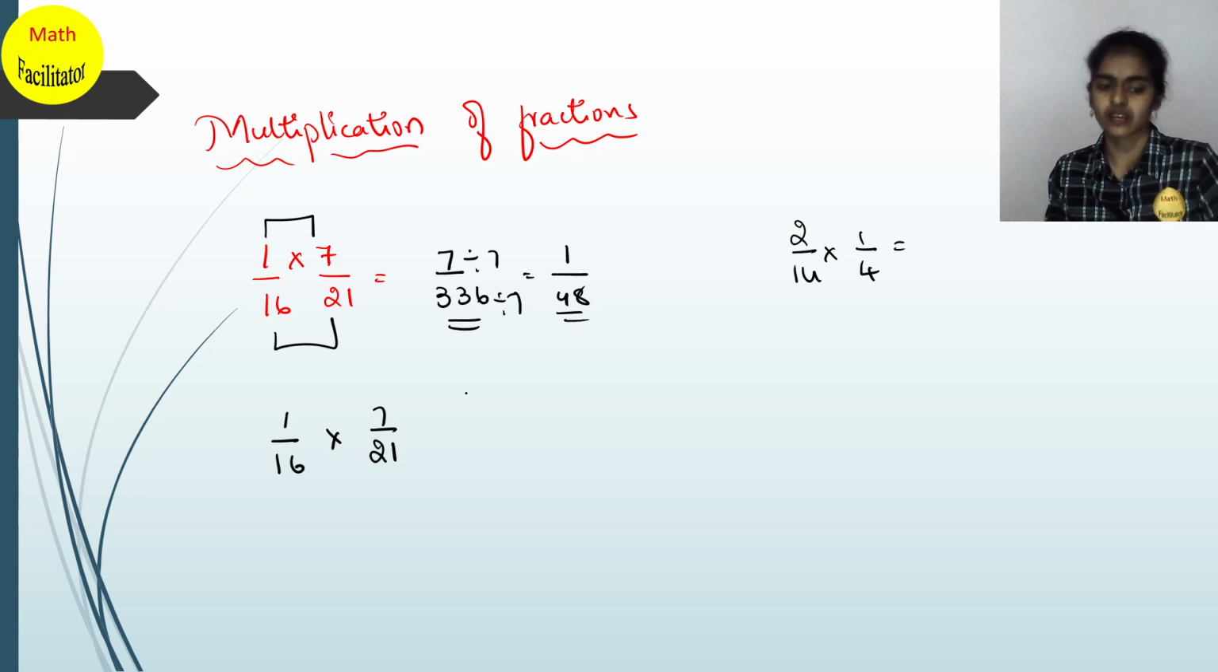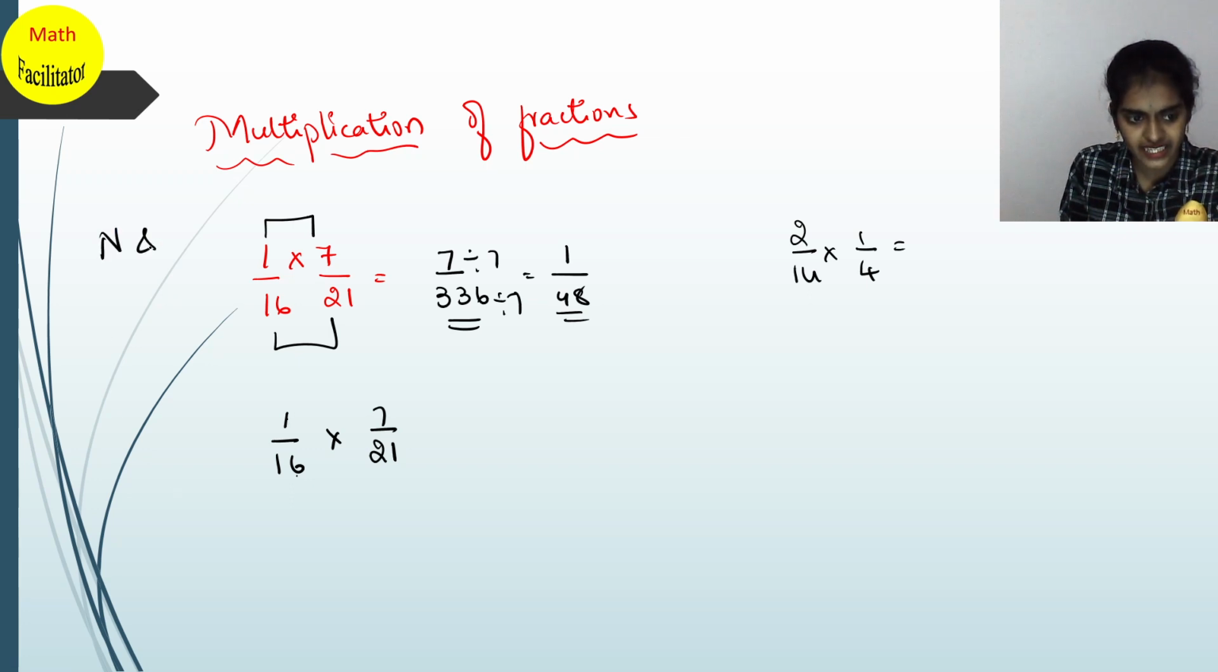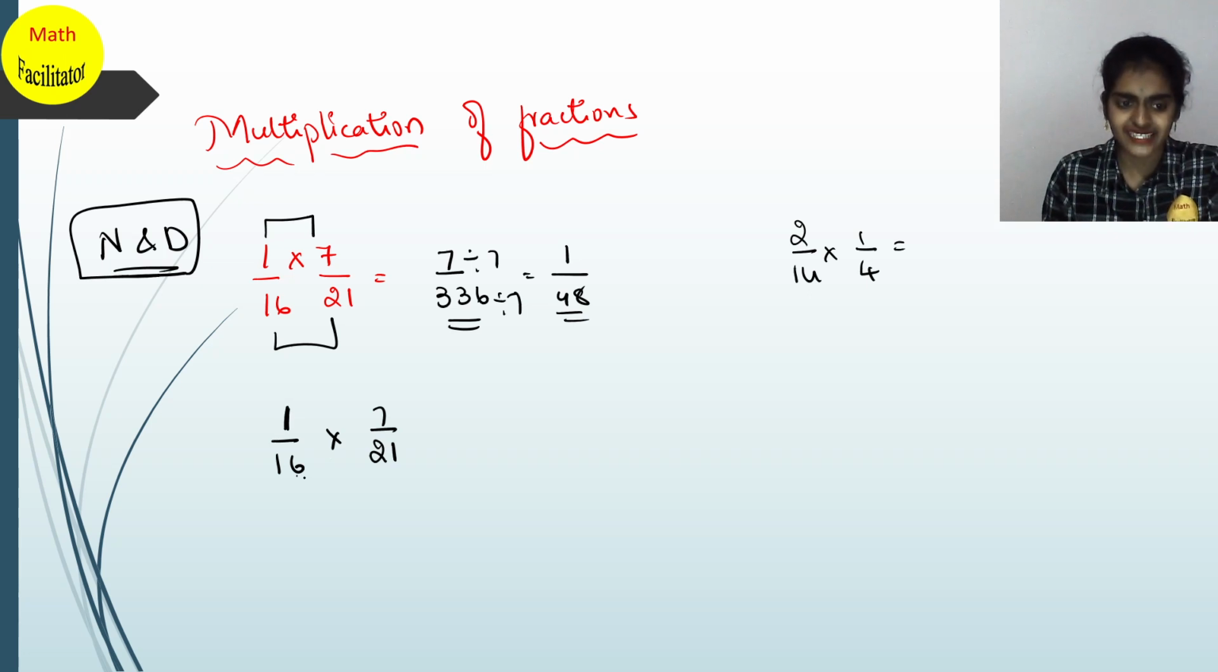Now suppose you're feeling this is a bigger number, you can firstly simplify it. How do you simplify it? You will see if there is any common factor in the numerator and denominator. You will check the combination of numerator and denominator, and you will cancel if there is any common factor. It can be in the same fraction, it can be in a different fraction. Here the numerator is 1, denominator is 16, so there is no common factor. Numerator is 7, denominator is 21. You know that 7 ones are 7, 7 threes are 21.